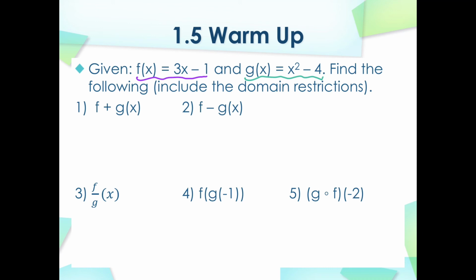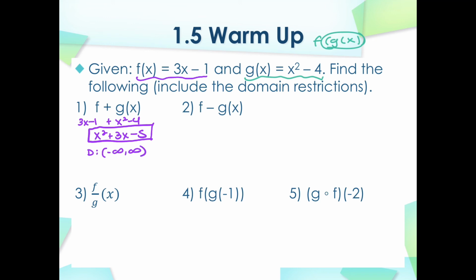But remember, if it's a combined function, like if it was an f of g of x, we would need to carry down the domain from that g of x, even in our composite. All right, so number one says f plus g of x. F of x is 3x minus 1. G of x is x squared minus 4. And I'd get x squared plus 3x minus 5. So based on this, there's no domain restriction because there's no variable in the denominator and no variable under a root. So my domain would be negative infinity to positive infinity.